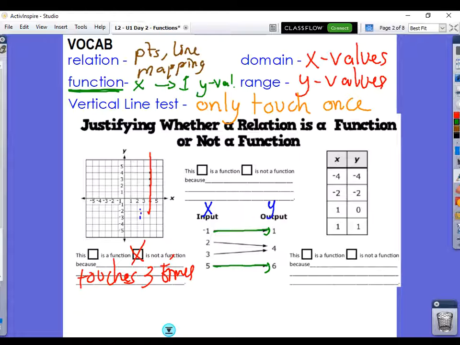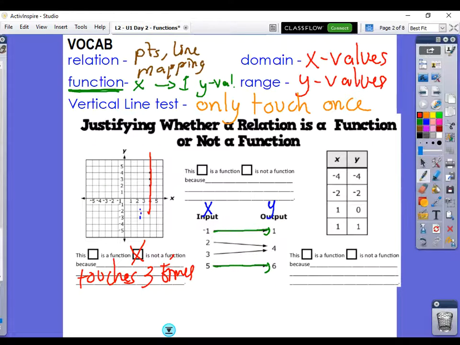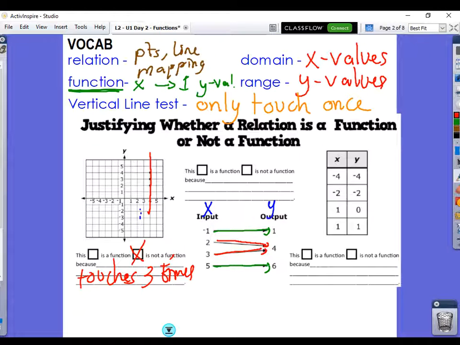Now, you might look at these middle arrows and say, well, is that going to be a problem? But it's not, because the 2 is mapped to the 4 and the 3 is mapped to the 4. That's okay, because the 2 is only mapped one place and the 3 is only mapped one place. So this is a function, right? Because every x is only mapped to one y value. As long as you're only mapped to one y value, then it's a function. We'll look at some examples in a second that are not.